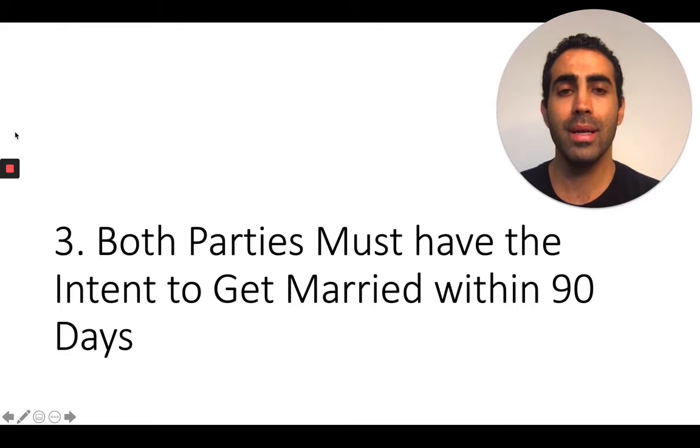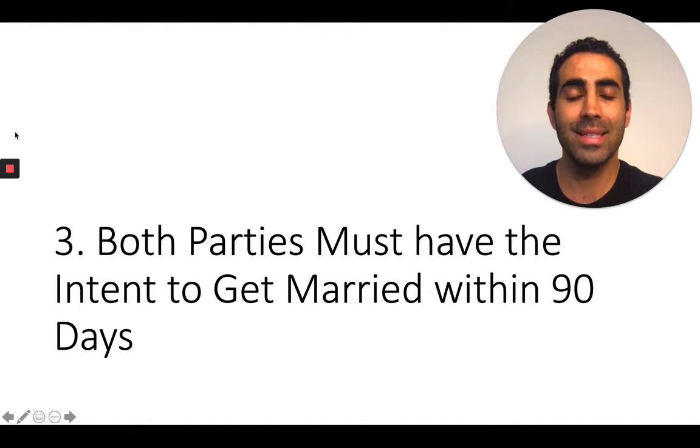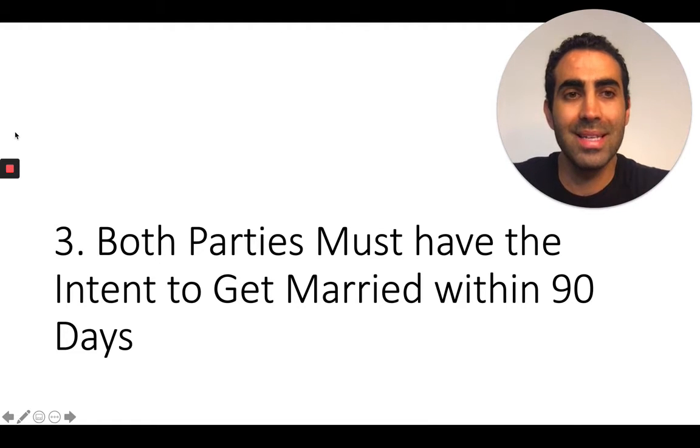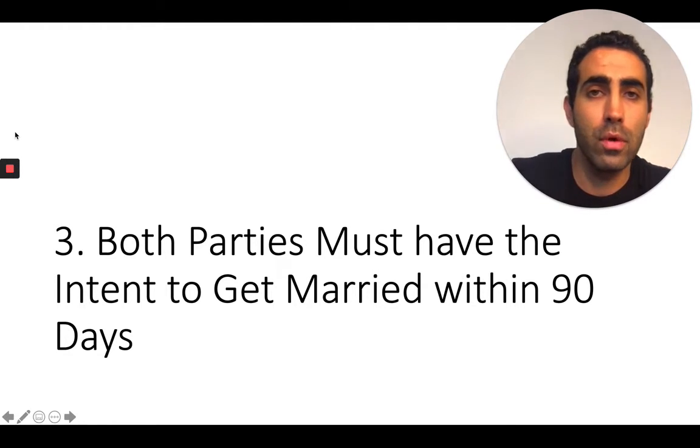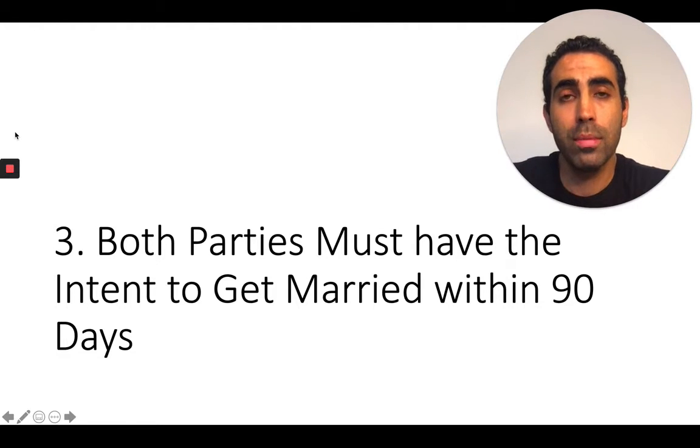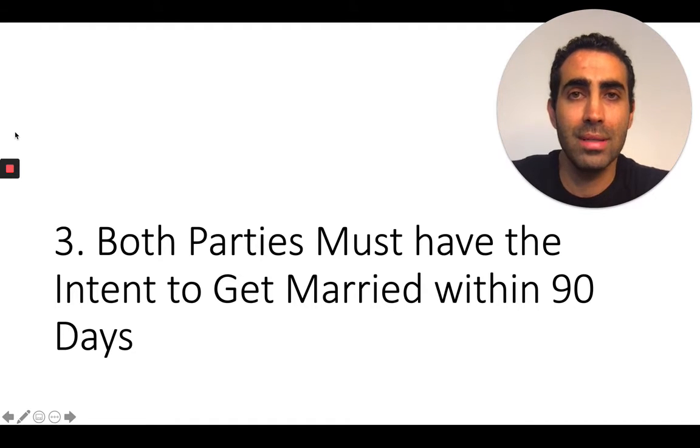The third requirement is that both parties must have the intent to get married within 90 days of the foreign fiancé's entry to the United States. So as I mentioned a little bit earlier in this video, the way a fiancé visa works is that the U.S. citizen applies for their foreign fiancé. The foreign fiancé comes to the United States. Both parties get married within 90 days, and then the foreign fiancé applies for their green card in the United States by doing an adjustment of status.